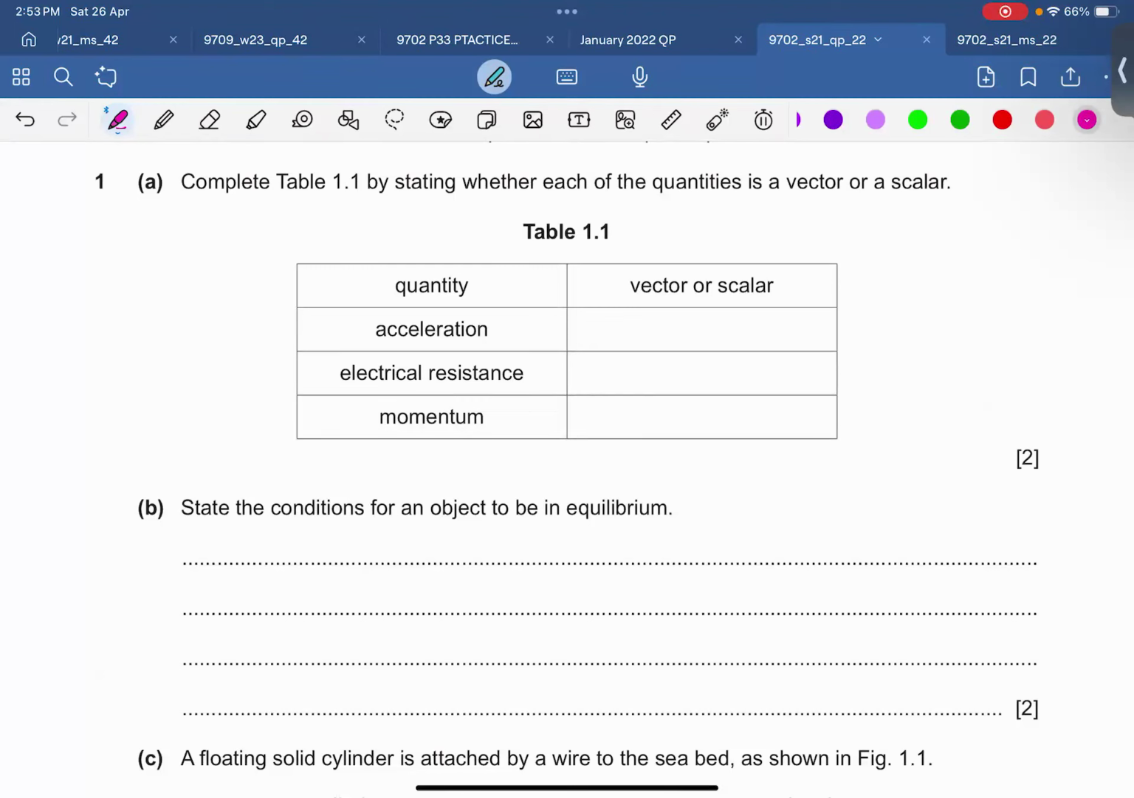Okay, complete the table. Acceleration is a vector quantity, you know that. Electrical resistance is a scalar quantity because it's a property of a body. Every property of a body is a scalar quantity. Momentum is a vector quantity, it is a product of mass and velocity.